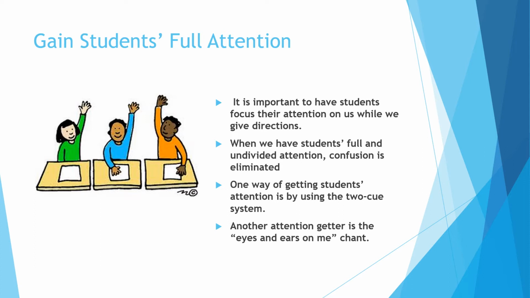There will be a period of silence. Another attention getter is the eyes and ears on me chant. In this chant, we point to our eyes and our ears, and finally, in the middle of our chest while saying the chant, eyes and ears on me. We say the chant 3 times to ensure that everyone has processed it. Only when we have everybody's eyes do we give the instructions. This is a two-part strategy that ensures that students with difficulty shifting attention are engaged and ready to receive instruction.